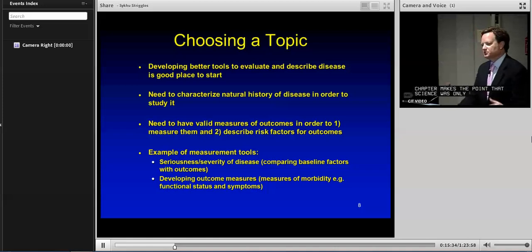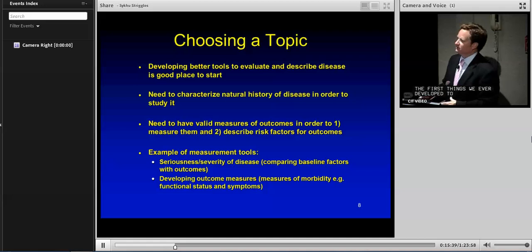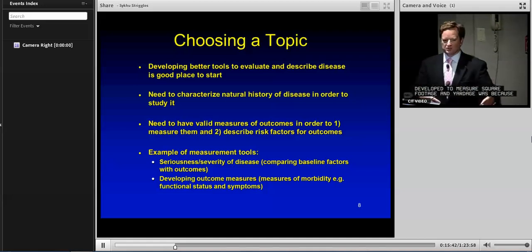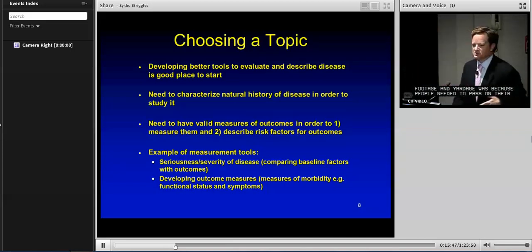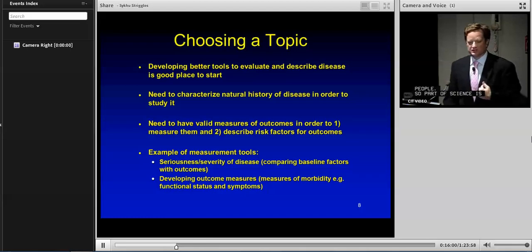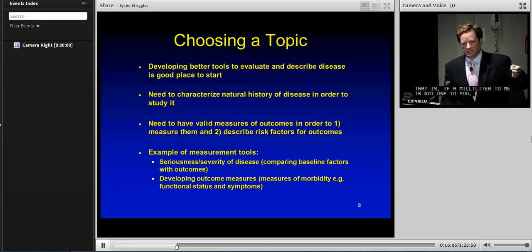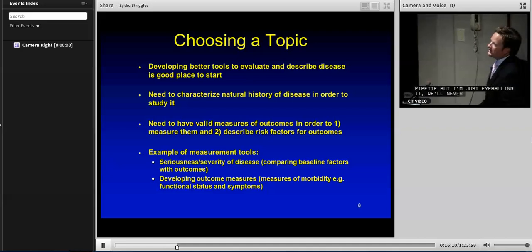In fact, the first things that we ever developed to measure square footage and yardage was actually because people needed to pass on their property to their heirs. And so the actual development of acreage, etc., was based on a need to actually be able to quantify things and then be able to talk about that with other people. So part of science is actually measurement, and that is, if a milliliter to me is not a milliliter to you, if you use a pipette but I'm just eyeballing it in my lab, we'll never be able to compare results. So measurement is an inherent part of science.